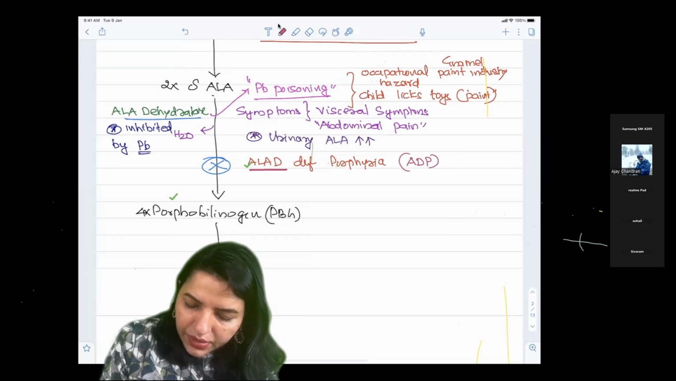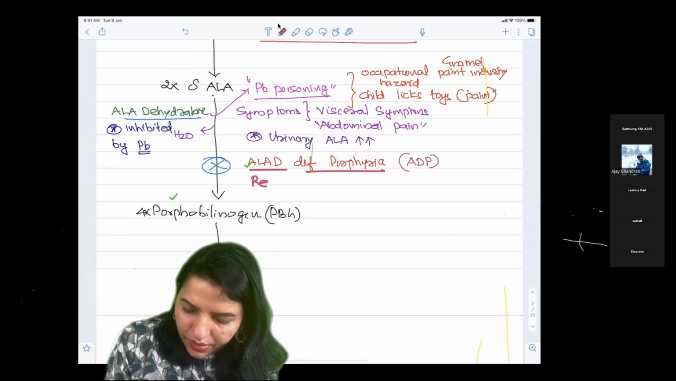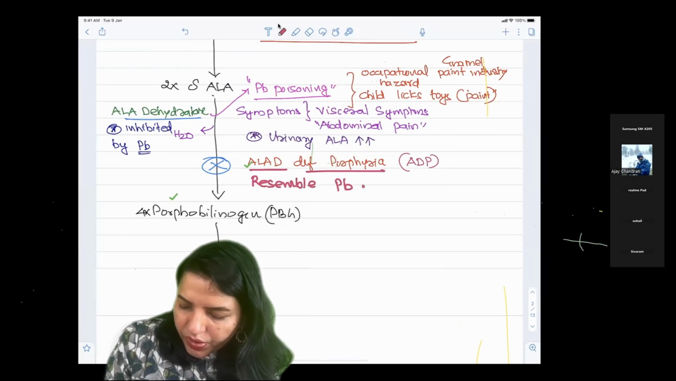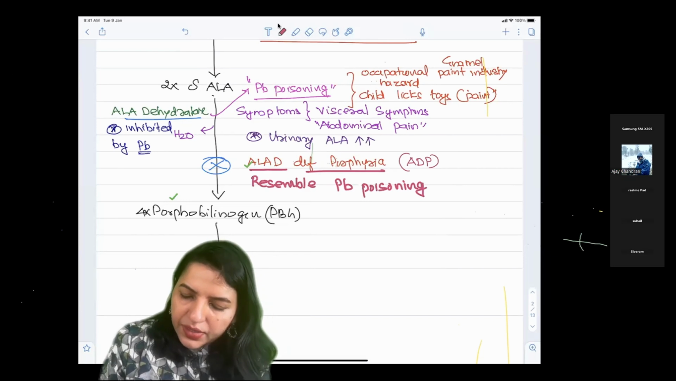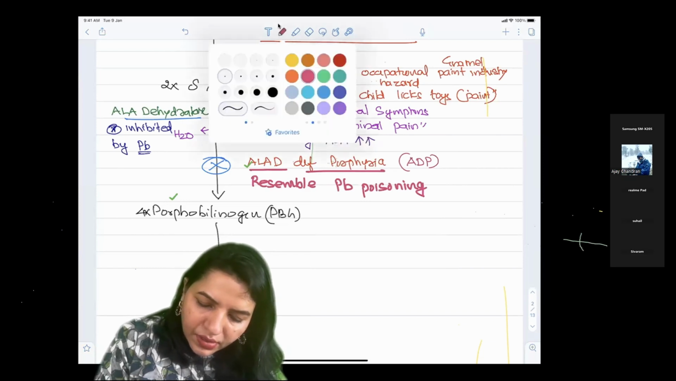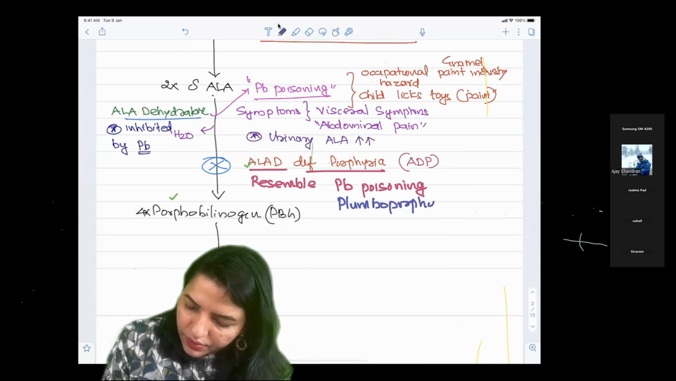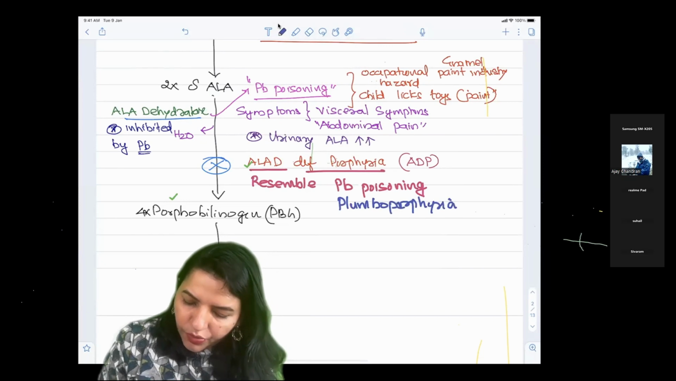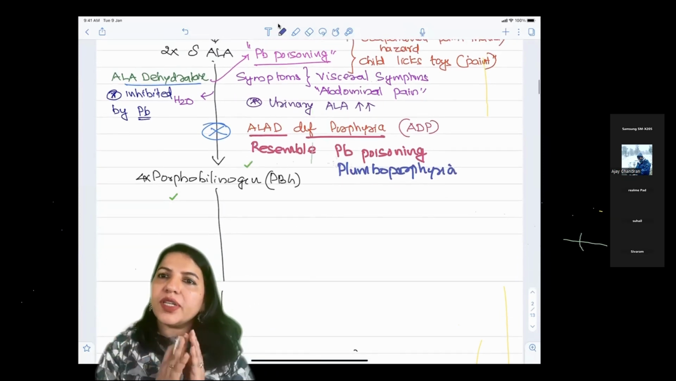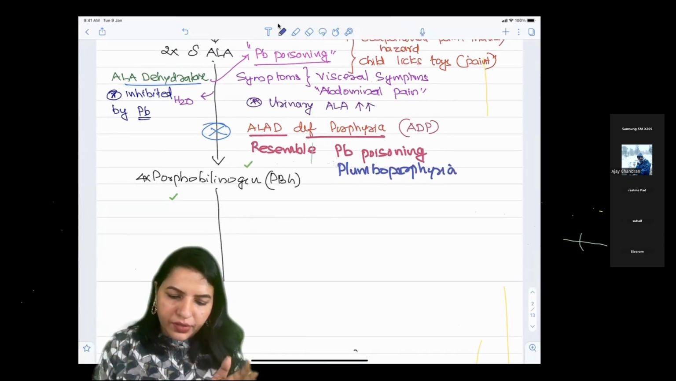Okay. And this resembles lead poisoning. That is self-explanatory. Hence, this is also called plumboporphyria. It's also called plumboporphyria. Okay. So that is about ALA dehydratase. This is what you have to learn.